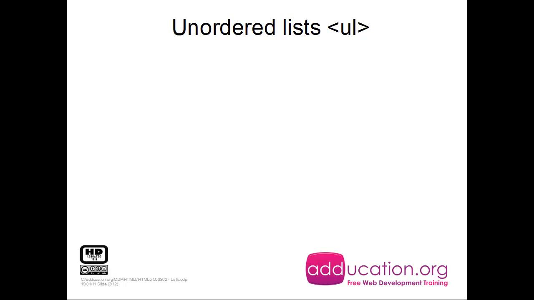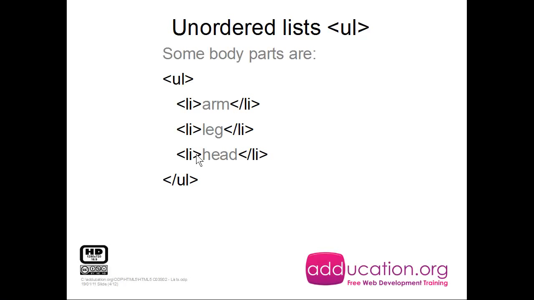In HTML I can have text, and if I want to have a list with bullets and the order of the list items doesn't matter, I can make an unordered list. Let's show you how it works here. This is the unordered list, and in the unordered list and the closing unordered list comes each list item. So this is the list item, and I close the list item as well, and I can put as many list items as I want. Example is some body parts are an arm, a leg, and a head.